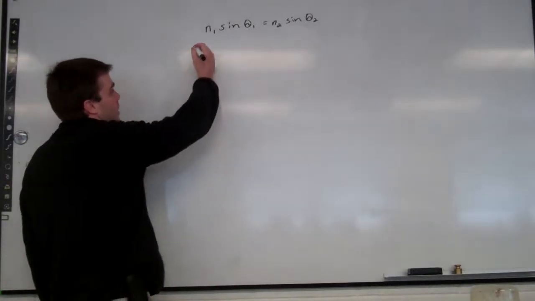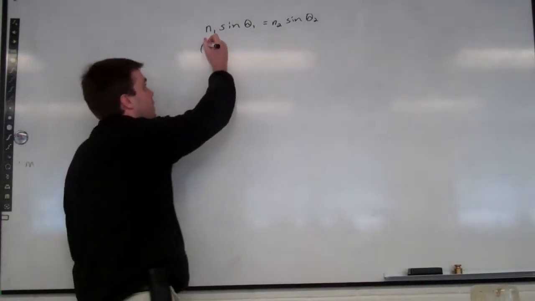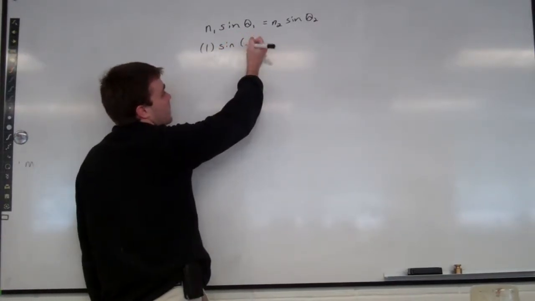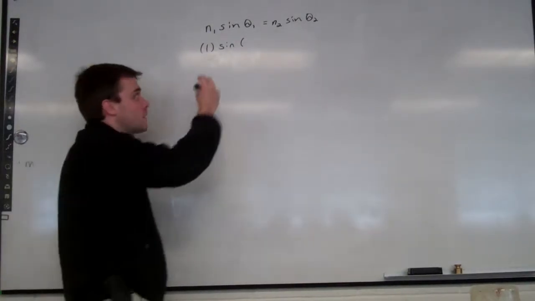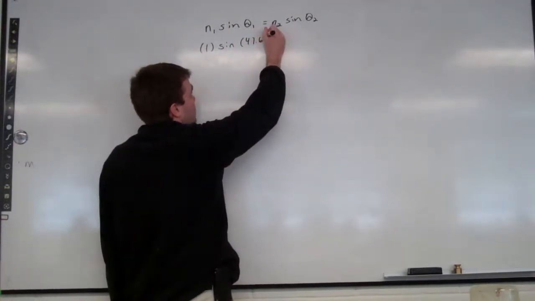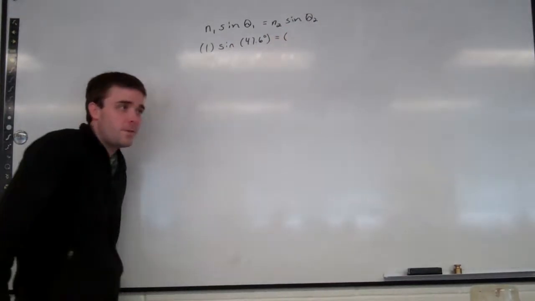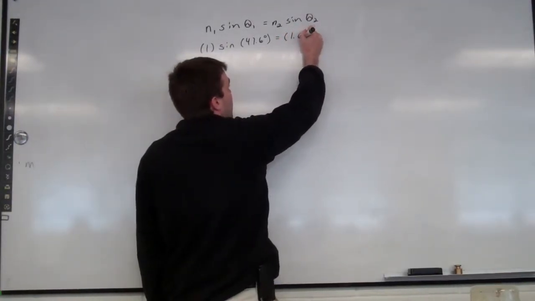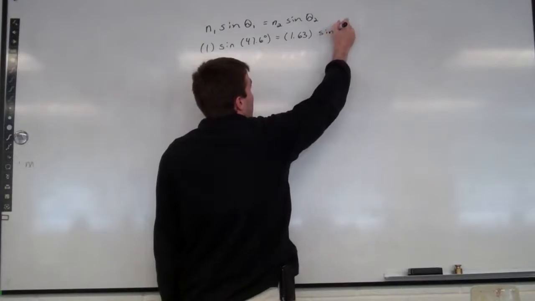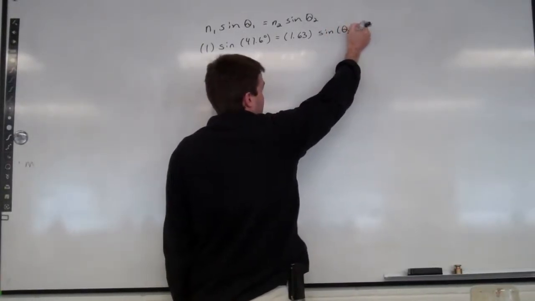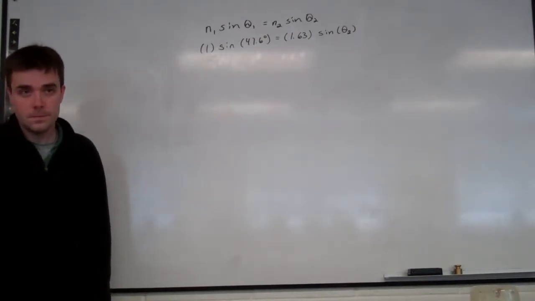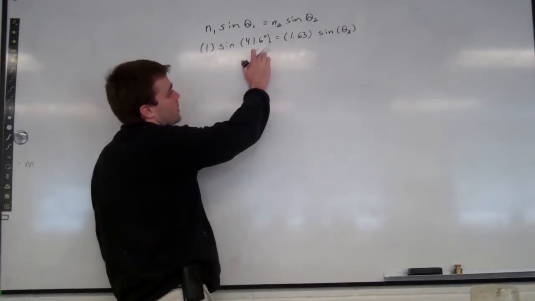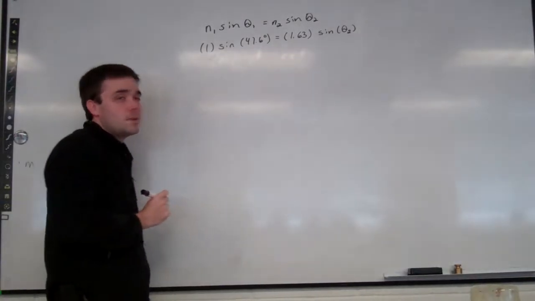So what's n1 going to be? 1. The index of refraction of air is very close to 1, so just say 1. What angle does it start out going at? 47.6 degrees. What's the index of refraction for the material it enters? 1.63. And we're looking for the angle it leaves at, theta 2. So the 1 goes away. Sine of 47.6 divided by 1.63. And what's that equal?